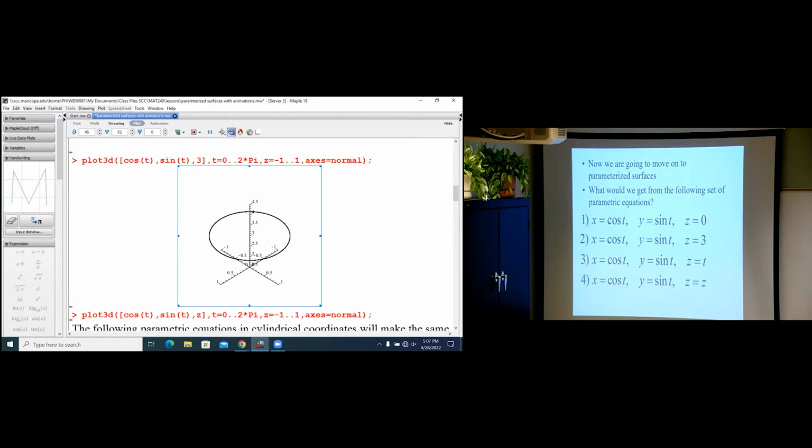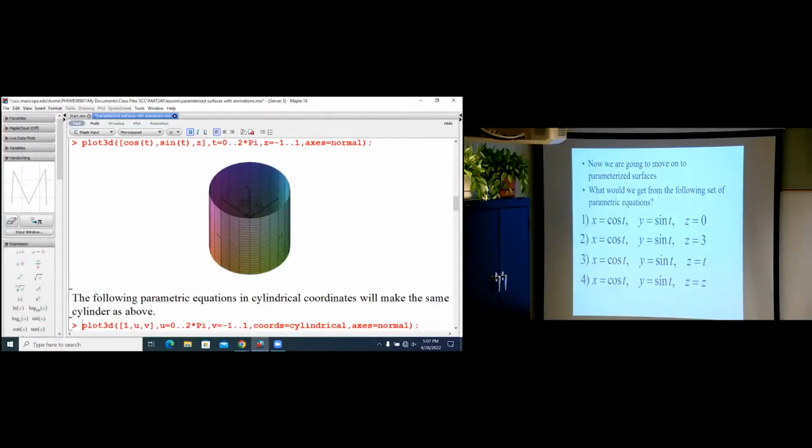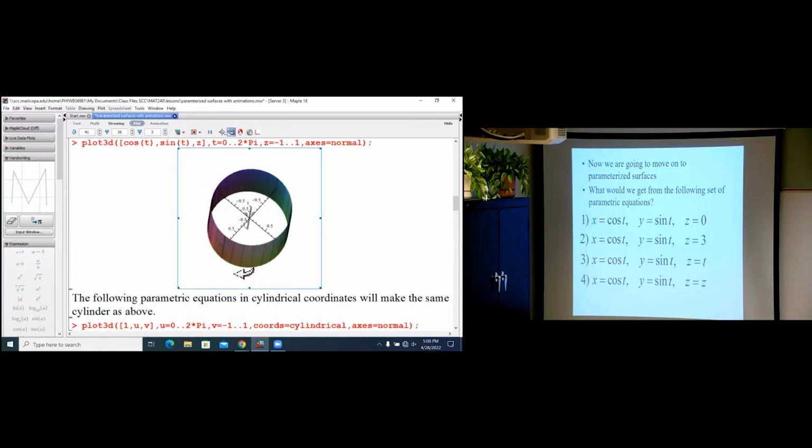So let's think about what's going on with this surface. Cosine and sine, we know, make a circle. That's basically the unit circle around the z-axis. So by letting z vary now too, that creates our cylinder. Okay, there's our circle from cosine and sine. And then by letting z be a second parameter, that makes it go up and down.